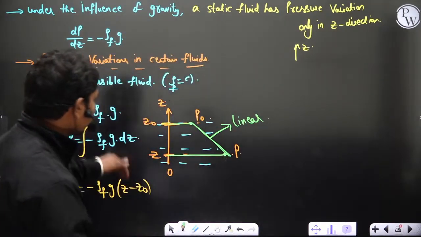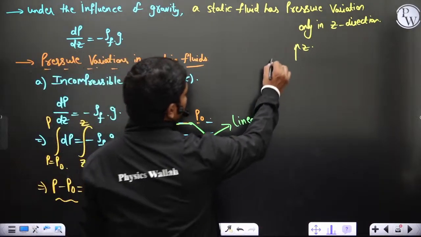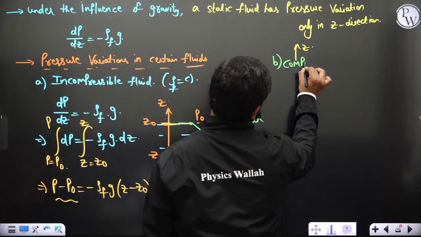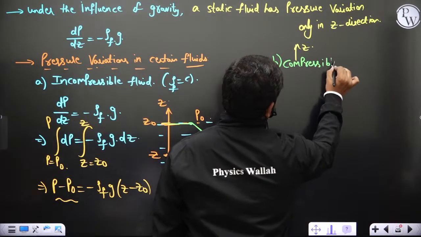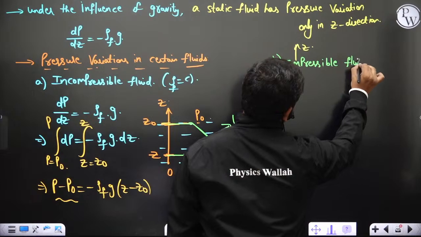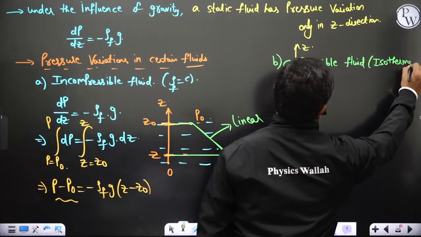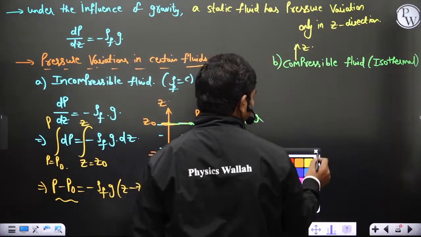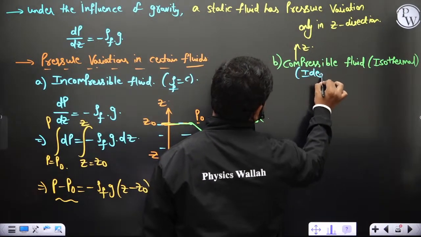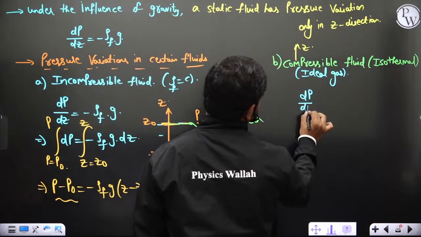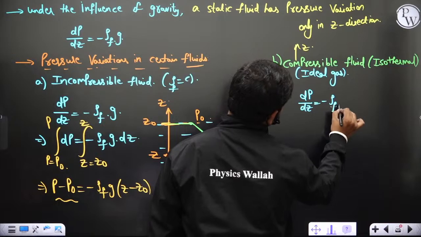Okay, so therefore this is the variation. Similarly, if you take a compressible isothermal fluid, for example, a compressible fluid at isothermal conditions. Let us suppose, for example, there is some ideal gas. Isothermal, let us do the analysis much simpler. Let us suppose this is an ideal gas. So you know dP by dz is equal to minus density of the fluid into g.